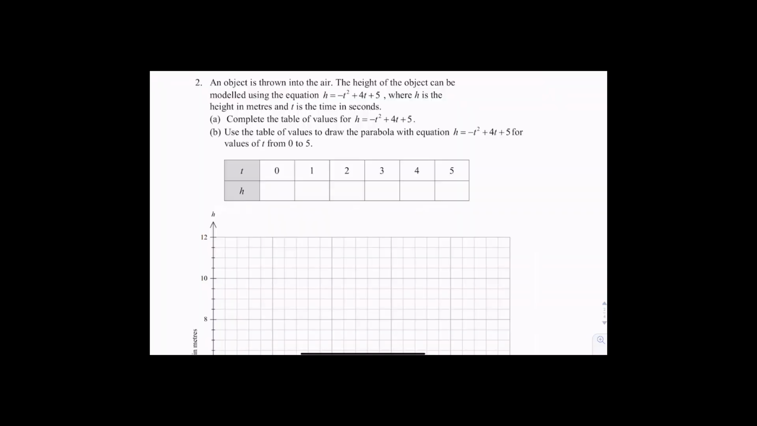Looking at this second question, we've got yet another parabola. It has a negative sign in front of it, so I know it is concave down. And I've been asked to complete the table of values. So I think we should pause it because you really need to practice putting in these numbers into your calculator and then come back and check your answer.